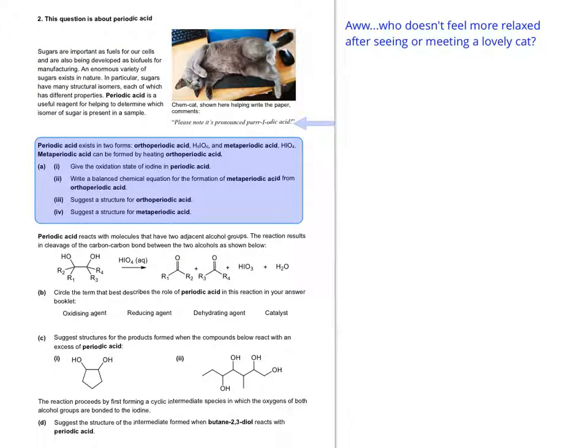So following the feline advice I've been given, periodic acid exists in 2 forms: orthoperiodic acid, H5IO6, and metaperiodic acid, HIO4. And it says that metaperiodic acid can be formed by heating orthoperiodic acid.